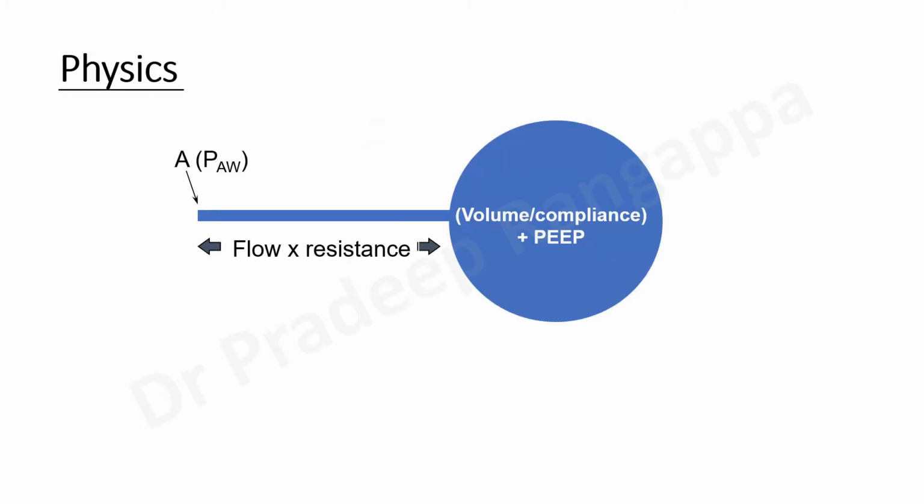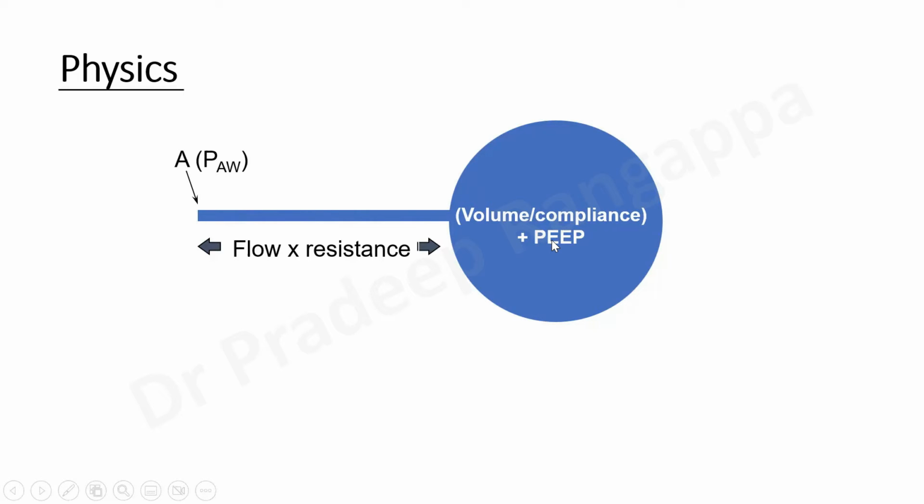So first we'll touch on physics. This is extremely important to understand the basics of ventilation. When we talk about any physics, we look at the airway pressure. If you look at this as an airway, and this is an alveoli, which is the functional unit of the lung, the airway pressure is determined by these components, and this is very, very vital for anyone's understanding of ventilation. Your pressure in the airway is determined by flow and the resistance that the airways confer, along with the volume and compliance of the alveoli, plus PEEP.